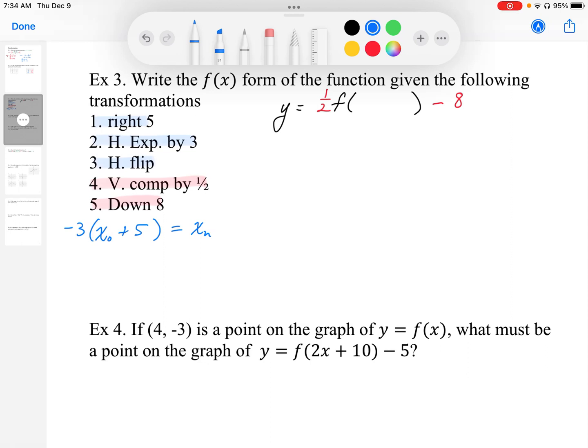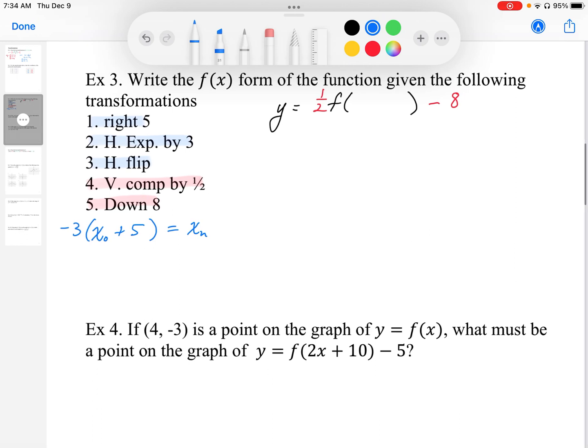The notation, though, is going to be exactly backwards of this. So we're going to solve for the other x. So we can end up with the old x is going to be, we're going to divide by -3 first, and then we're going to subtract 5 last. Okay, so writing this then, this becomes our notation.